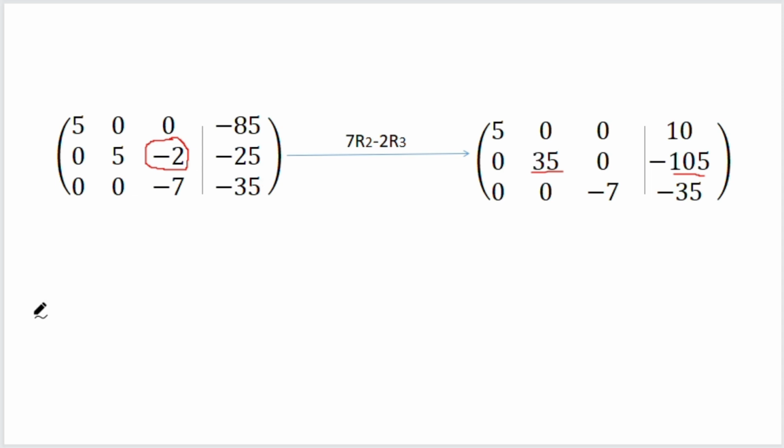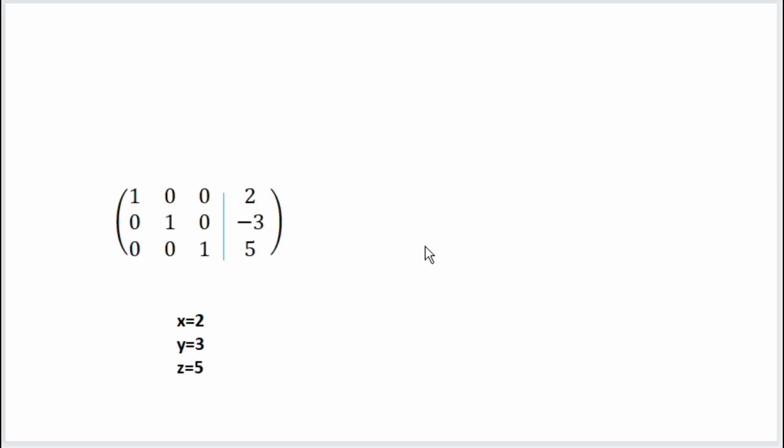Now, in reduced echelon, we have to divide these throughout. So divide throughout by 5 and divide throughout by 35 and divide throughout by negative 7. In that case, we'd be having 1 in the leading diagonal, and for the next we would have, let's select our answers. For example, for x we would have 2, and for y we would have negative 3, and for z we would have a 5 in this case.